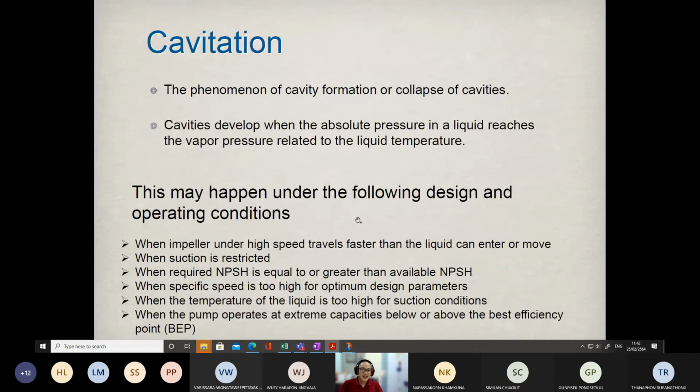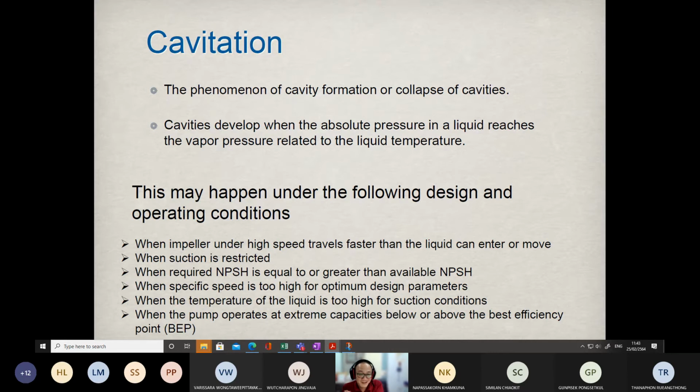Cavitation. What is cavitation? Cavitation is the phenomenon of cavity formation and the collapse of the cavity. The bubble just forms and collapses. This happens during the pump's operation. It mostly happens when the NPSH available is less than the NPSH required.